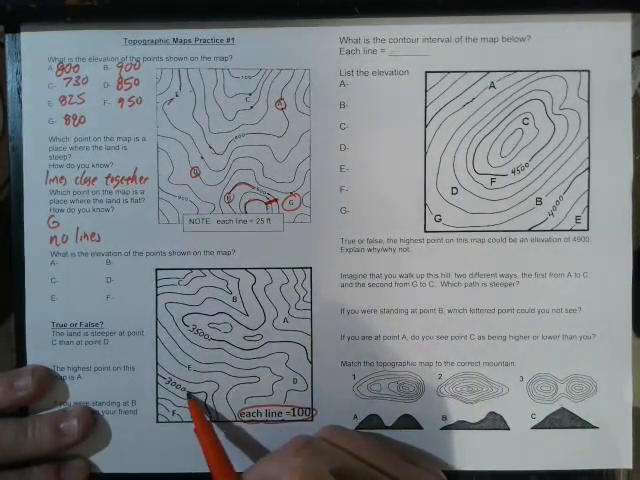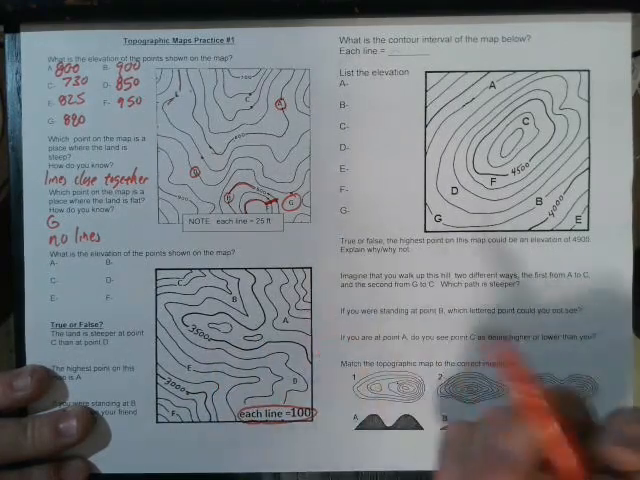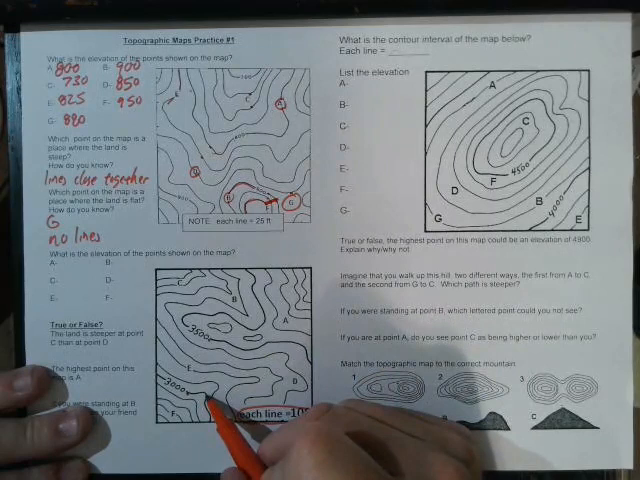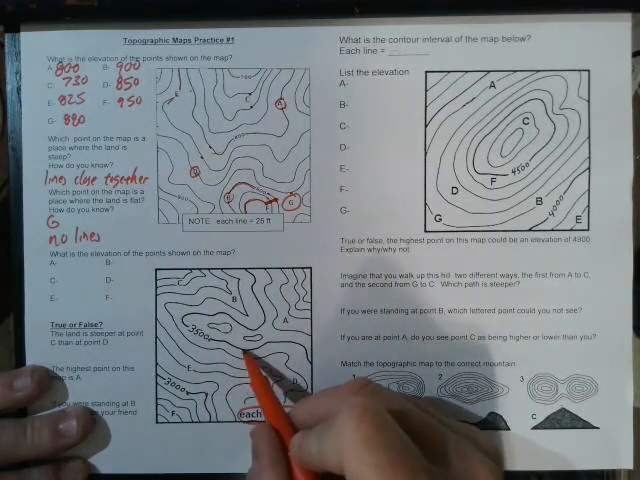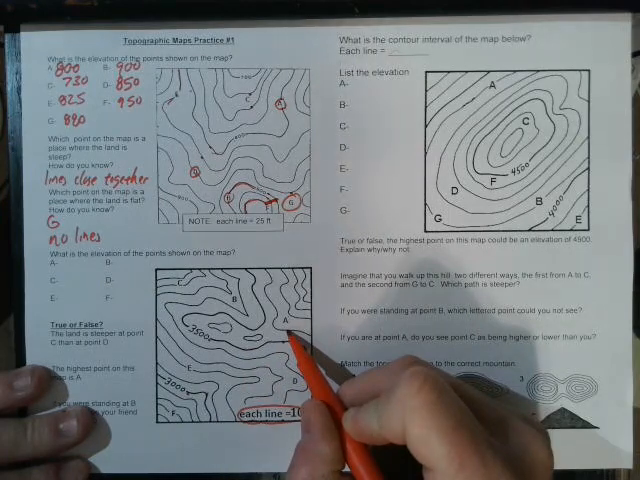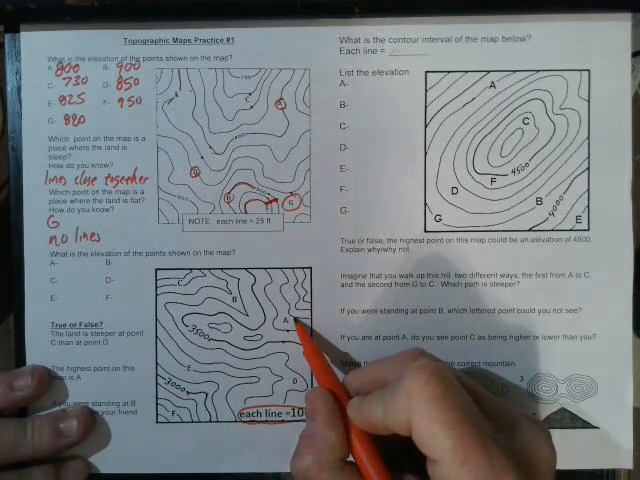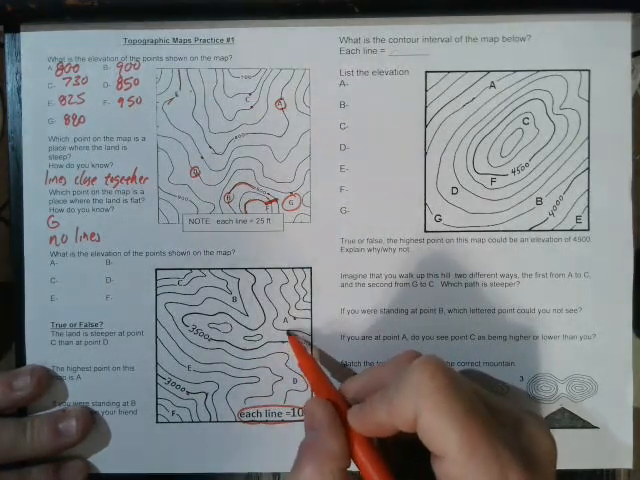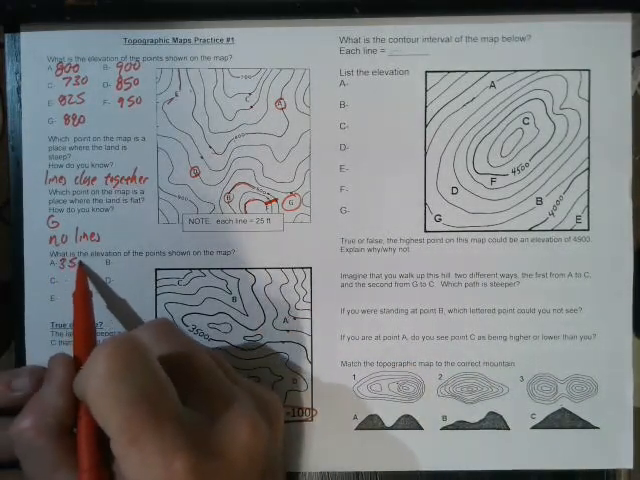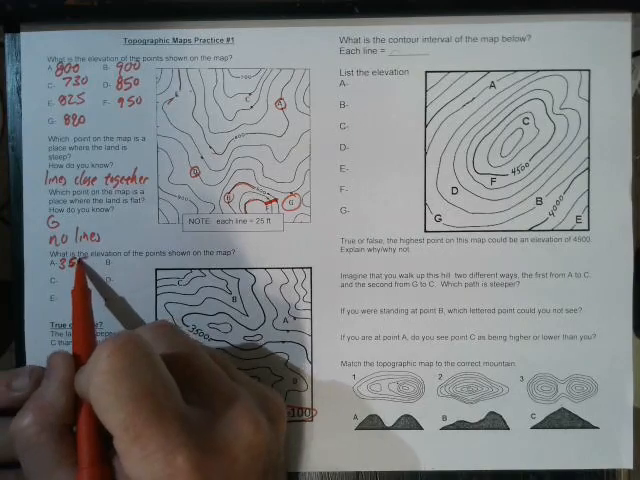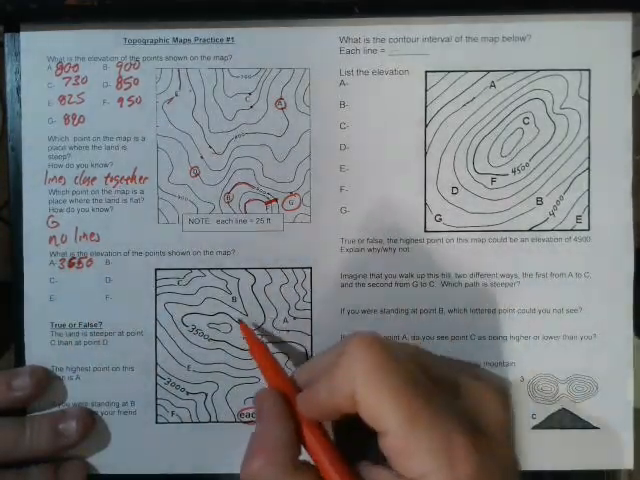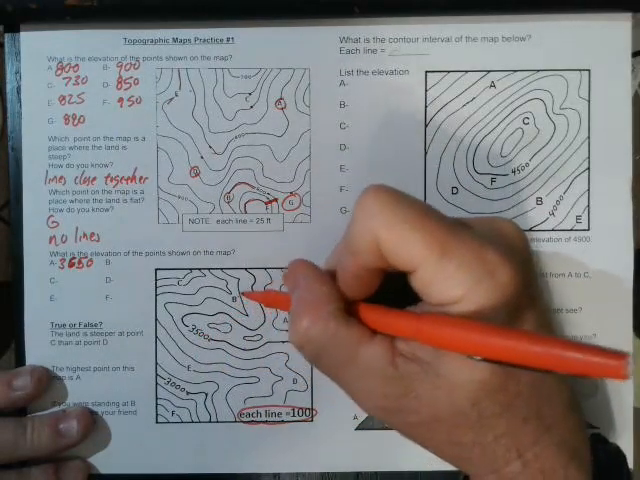That's 3,000, 3,500. Those are the only two lines. So going to A, it looks like it's going uphill this way because that's 3,000, 3,500. This is 3,500. That must be 3,600. That's 3,700. Well, A is between 3,600 and 3,700. I'm going to say it's about halfway between. All right, I'll say about 3,650.